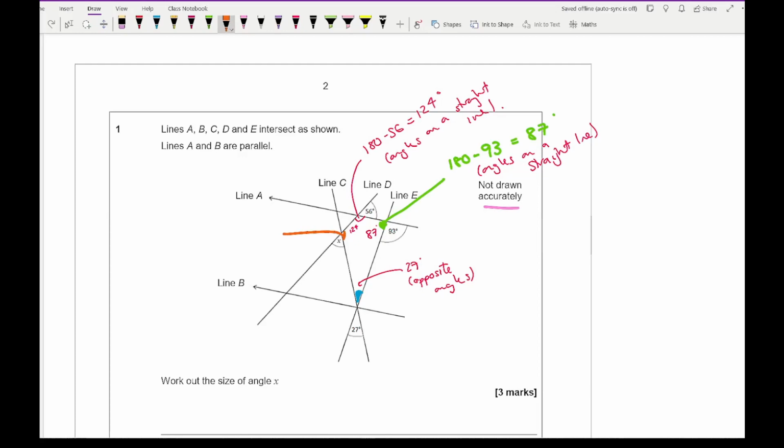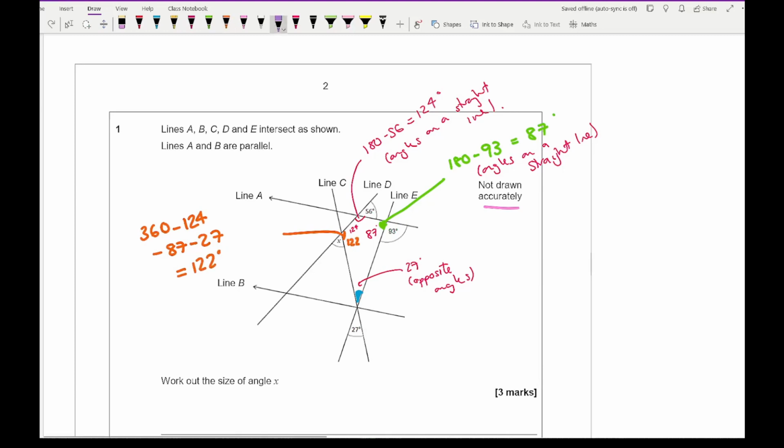So then all that's left for me to do is work out what this angle here is, and as you can see it's a quadrilateral, so it's going to be 360 minus the three angles that I've found, which is 124 minus 87 minus 27, and that gives me an answer of 122 degrees. So this angle here is 122.